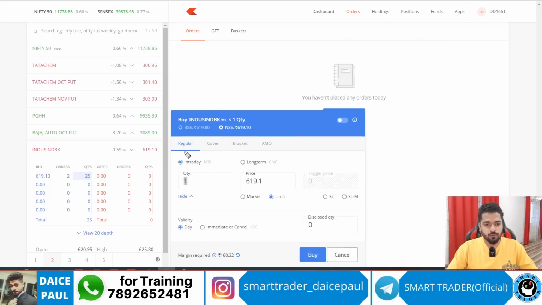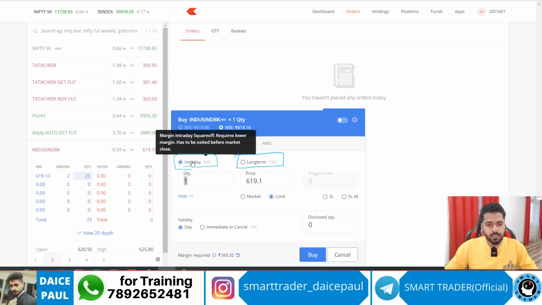In a regular order, once you click regular order for a buy, for example, you have an option for intraday, or MIS, whichever you call it. We have long term or CNC. If I keep my cursor on this, it says intraday square off requires lower margin, has to be exited before market closes. So you may get 10 times, 20 times depending on the situation or product you use for trading.